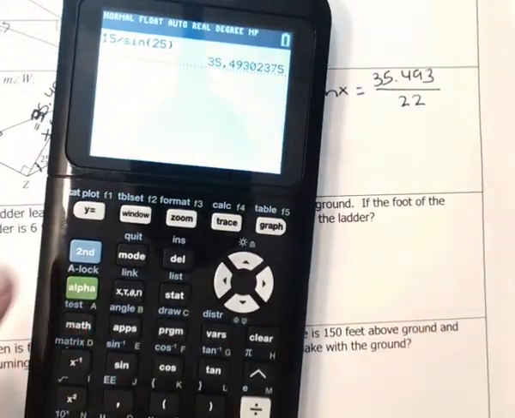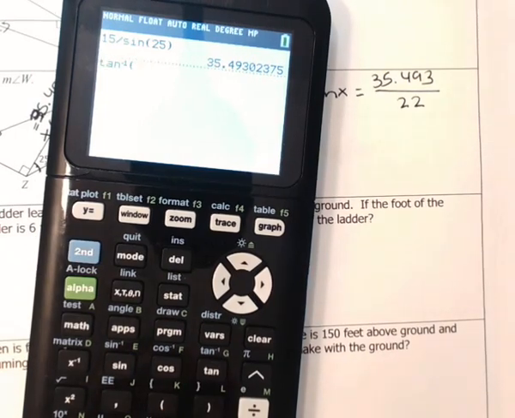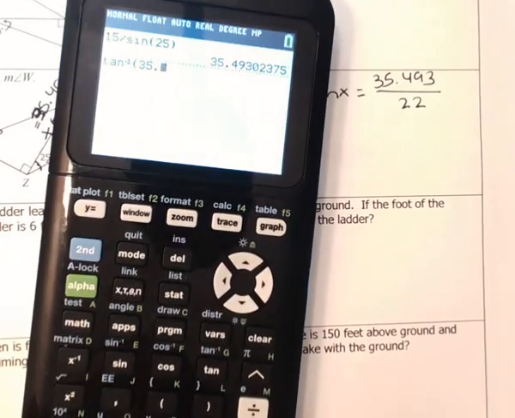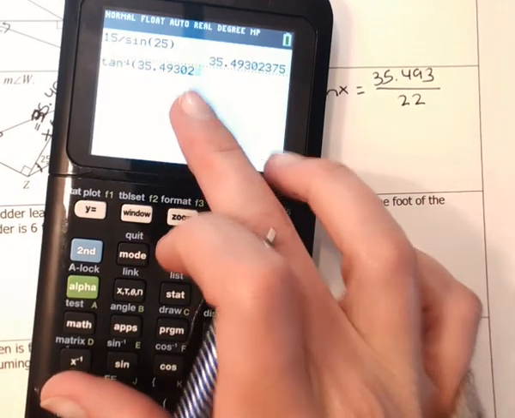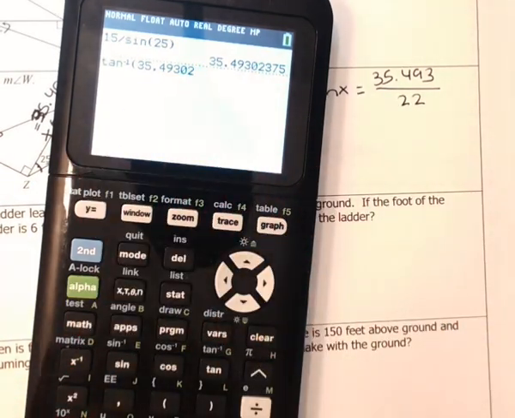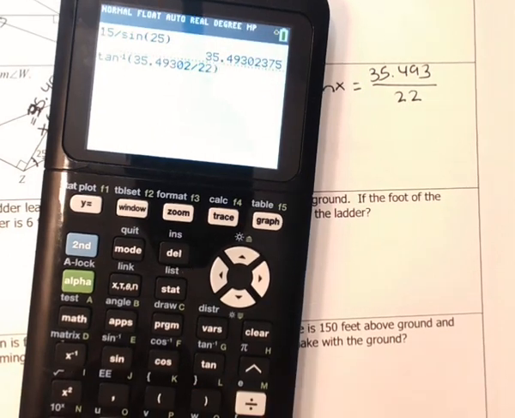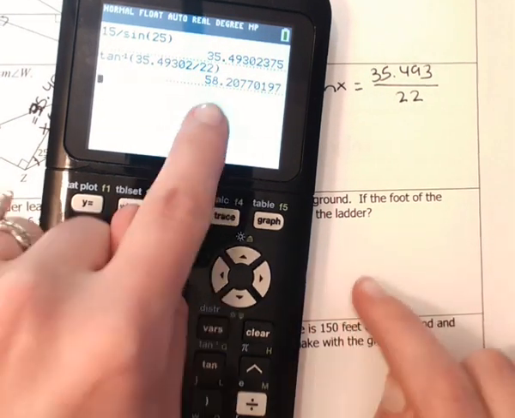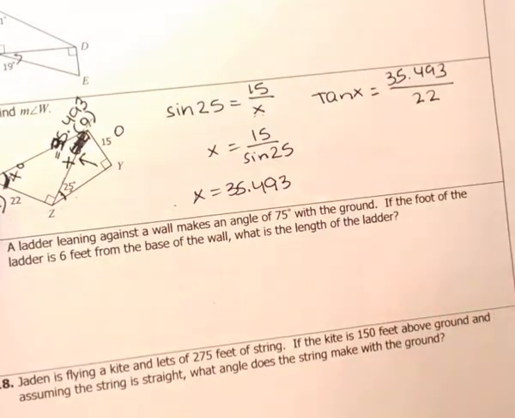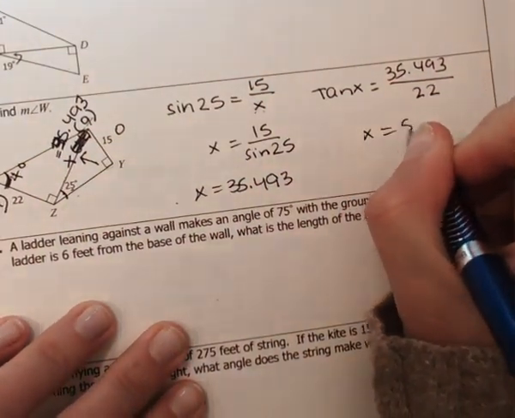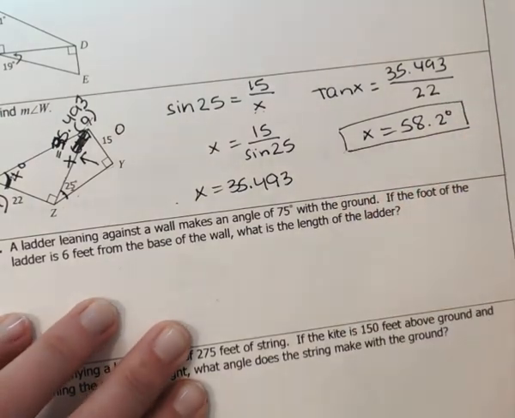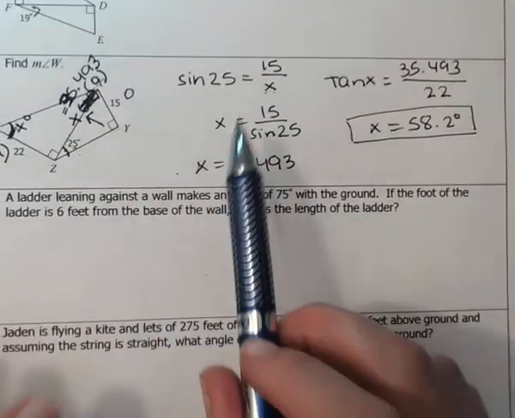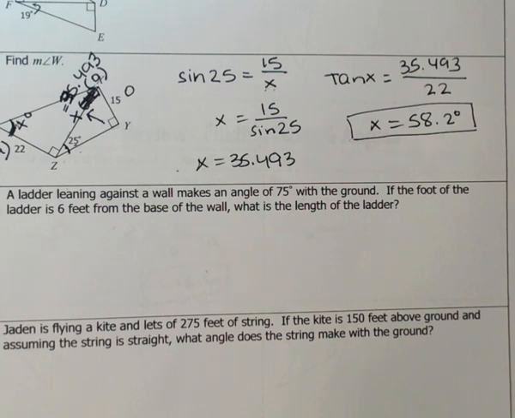Use the second button. So it'll look like this on the second step. We're using 2 different trig functions. You press second tangent, 35.493. You could even keep going, 0, 2 if you wanted to in that decimal. The more decimal places, the more accurate. Divided by 22. So your answer is 58.2. This is where we will round to 1 decimal place at the very end. And that's your final answer. This is called a double trig problem. 2 trig functions. All right, that's your lesson for today.